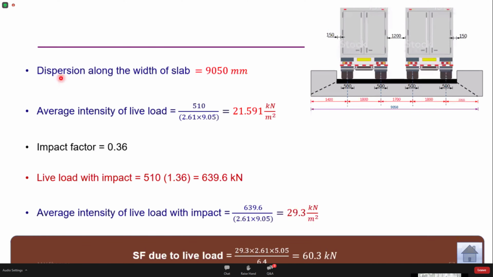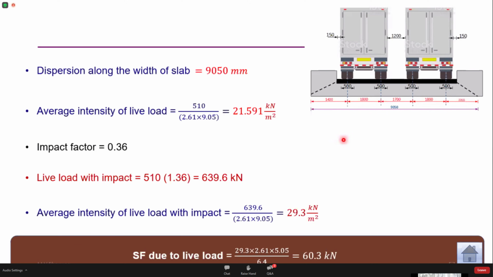So once I have found out the length and the width of the dispersion, then I can calculate the average intensities. So again, I can simply take these live loads and again divide it by the length and the width. That gives me the average intensity of live load. I can calculate the impact factors, I can multiply it, and then I can calculate the average intensity of live load with impact. That gives me 29.3 kilonewton per meter squared. So now I know what is the intensity of live load for calculation of shear force.